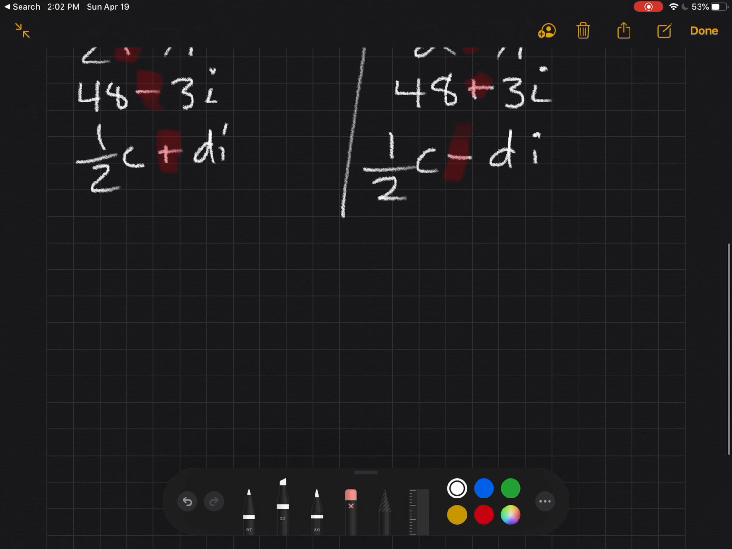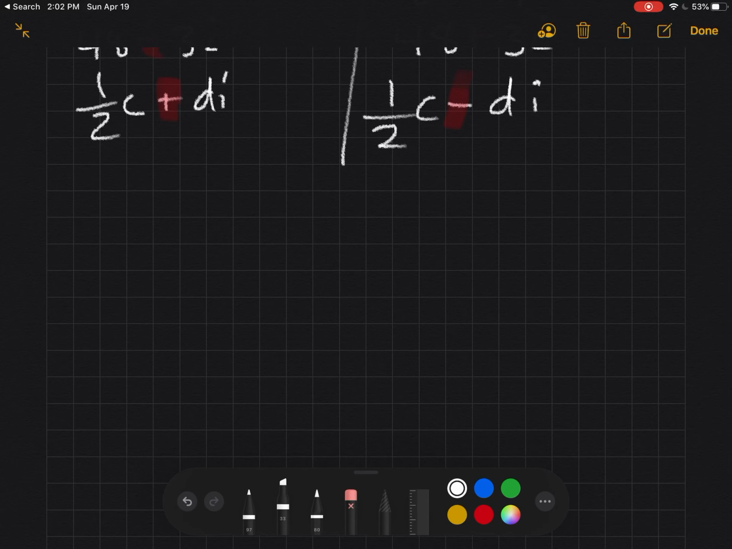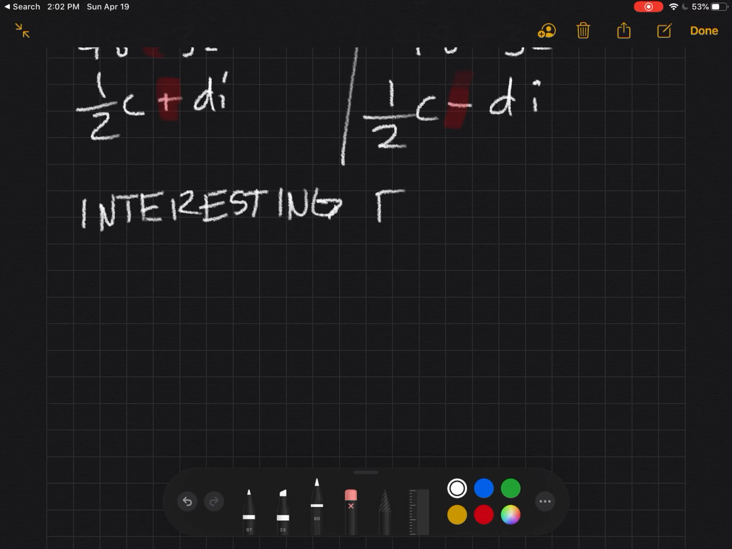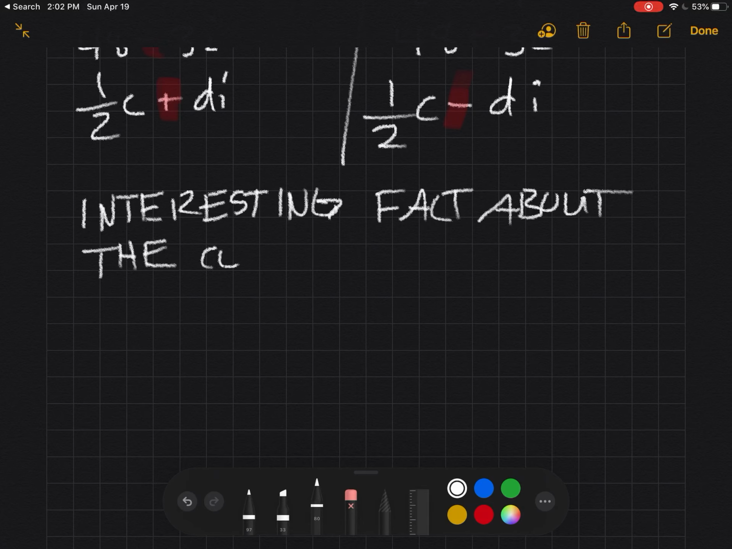Notice all I'm doing is going through and changing the positive to a negative, leaving everything else the same. Negative to a positive, leaving everything else the same. Positive to a negative, leaving everything else the same. And that's it. That's all it takes to be a complex conjugate. So we need complex conjugates for a few things. The first thing we're really going to use it for is division of complex numbers, which I'll talk about in a separate video. But I do want to show you something interesting about the complex conjugate.